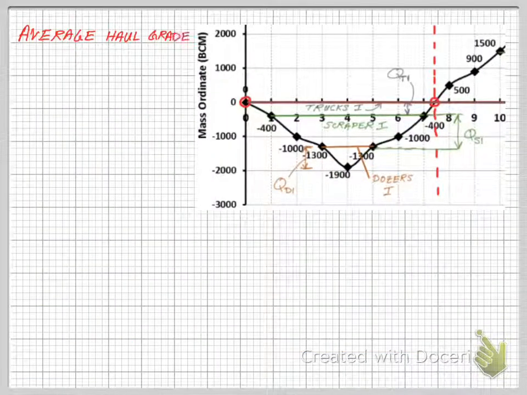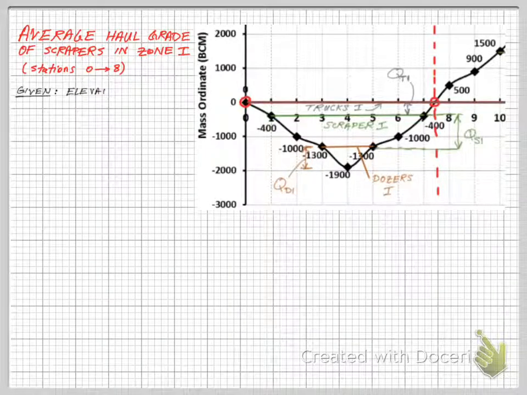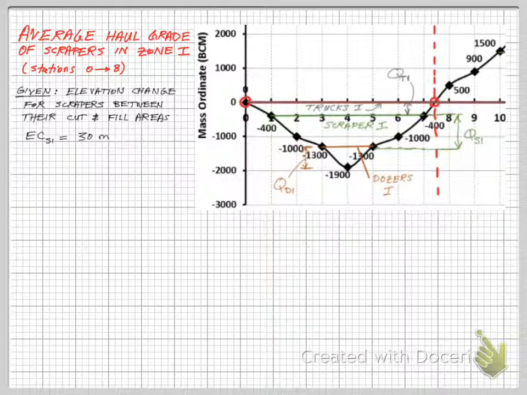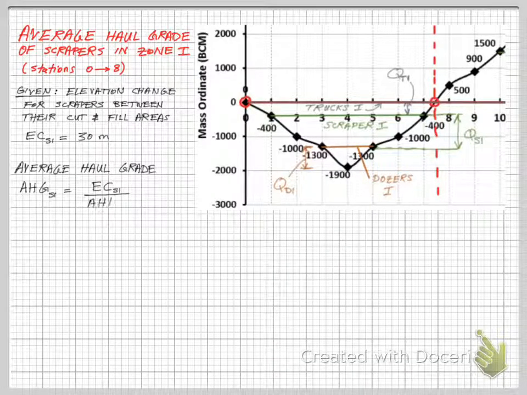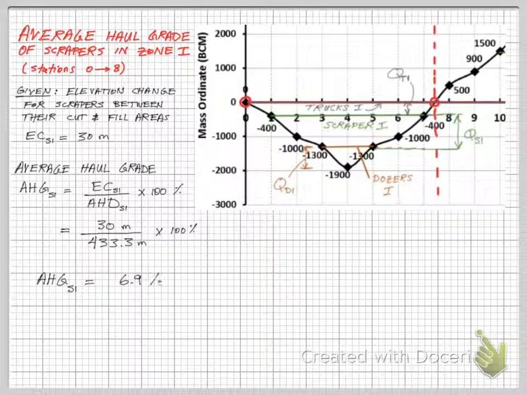The last part of this exercise requires calculating the average haul grade for the scrapers in the first zone. We are given the elevation change, EC, for the scrapers to be 30 meters between their cut and fill areas. We will apply this formula to calculate the average grade by dividing EC over AHD values for the scrapers. By doing this simple calculation, we find that the scrapers will have an average haul grade of 6.9%.